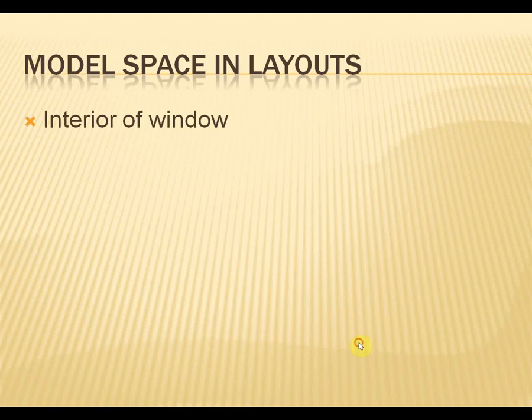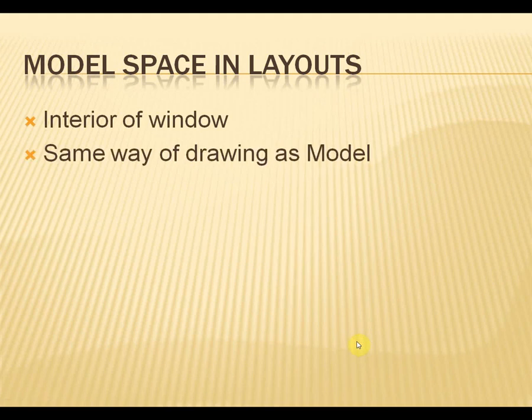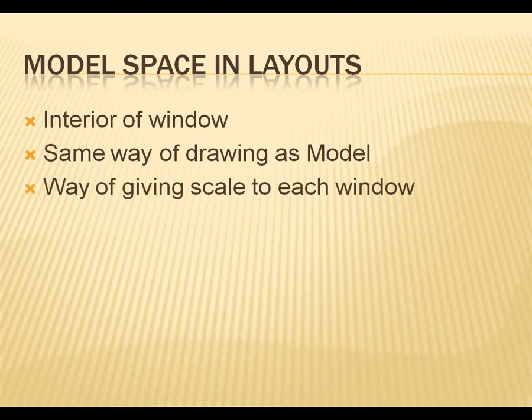But apart from creating the layout, you have the possibility of going into the model space in layout. So it's the way that you use for going into the interior of the viewport, the window. When you go into the model space in the layout, you have the same way of working in general as in the model. And in the process of printing, the main thing of this way of doing the work in AutoCAD is that it is the way for giving a scale to each viewport in the layout.